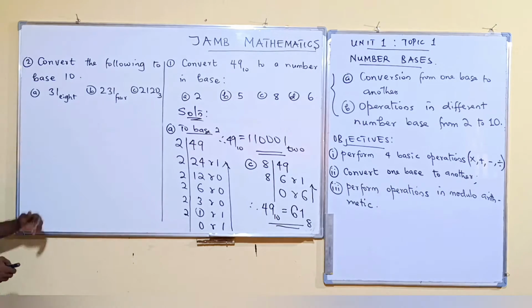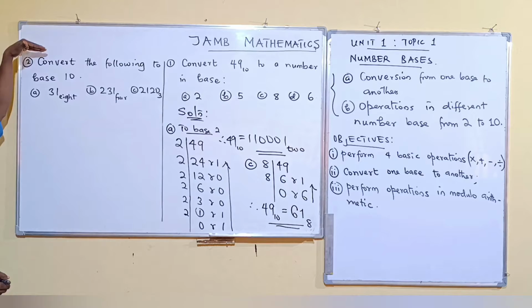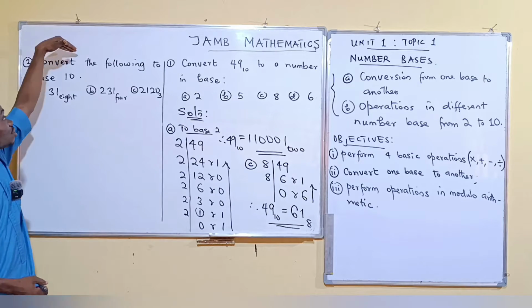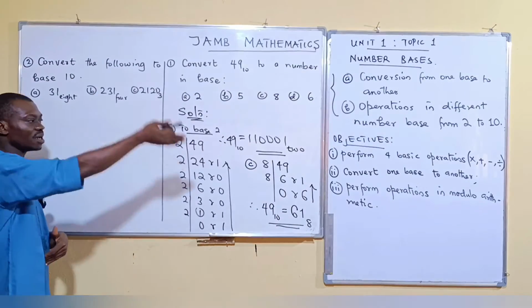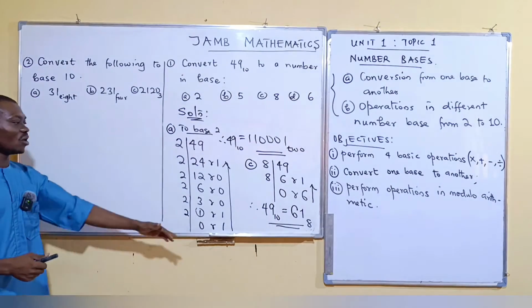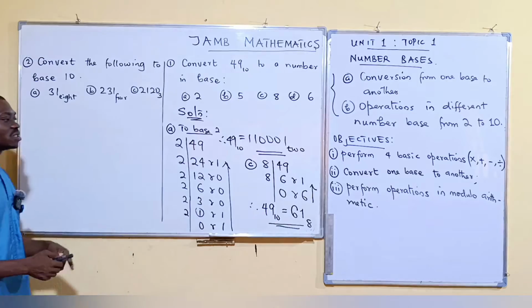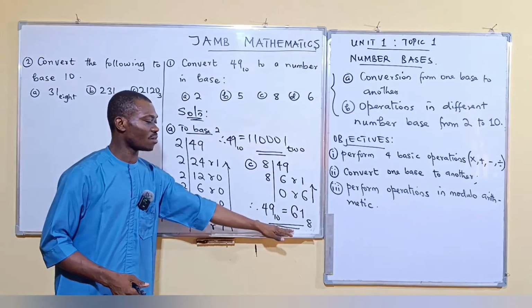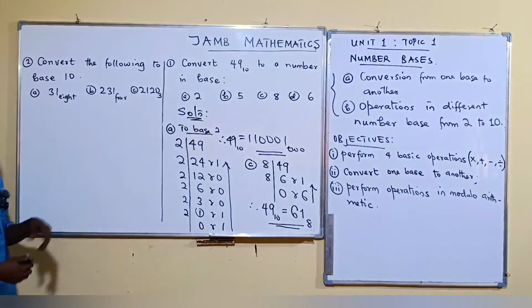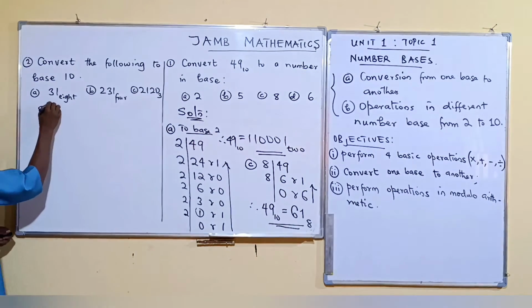Okay, quickly let's go into the second example. He says that we should convert the following to base 10. Okay, so we are moving backward now. I would have loved that we start with any of these. Of course, when we do one here, I'm going to take one more here, then you will do the remaining 2. Okay, so solution.